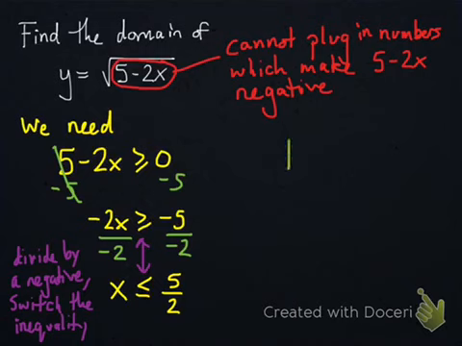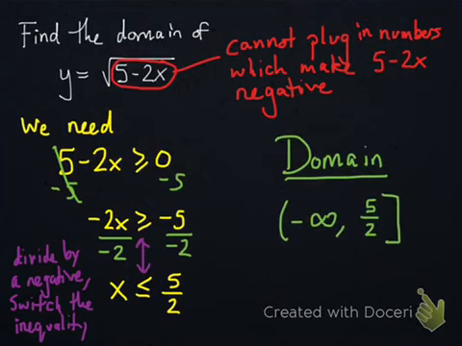How do we write this? Well, we can write it as an interval. All the numbers less than or equal to 5 over 2 can be written as negative infinity to 5 over 2. And we put a closed bracket on 5 halves because of the inequality. Check it out. It's x is less than or equal to. Because of that equality there, that's why we put a closed bracket.